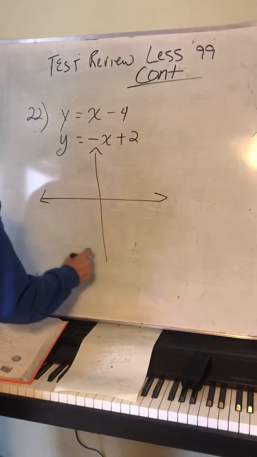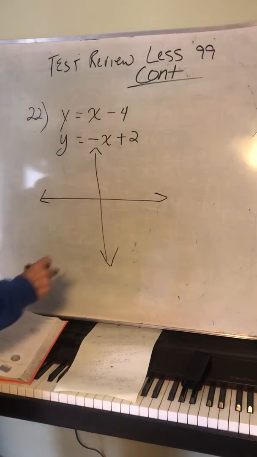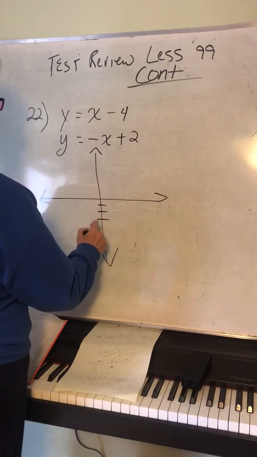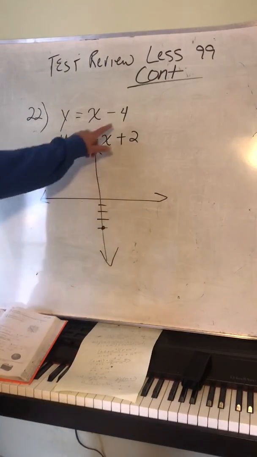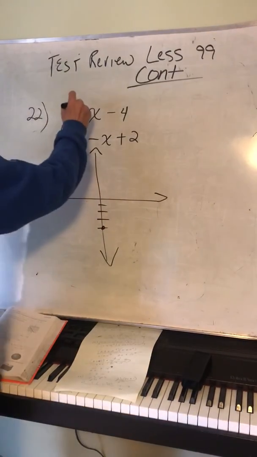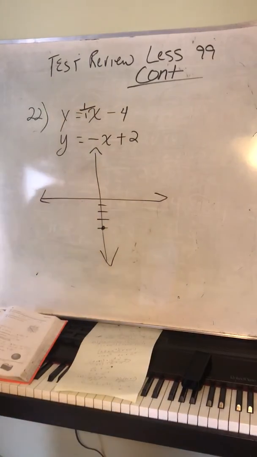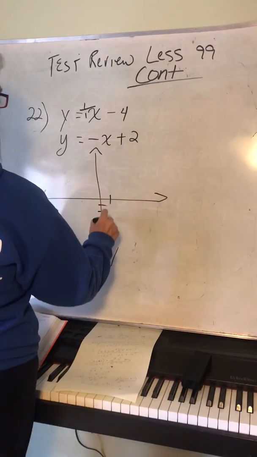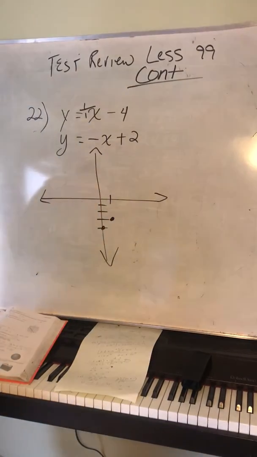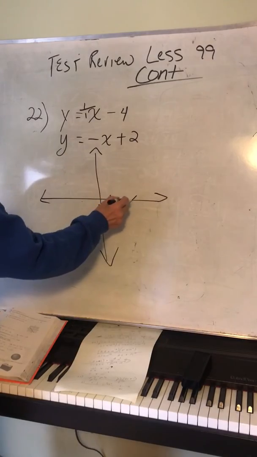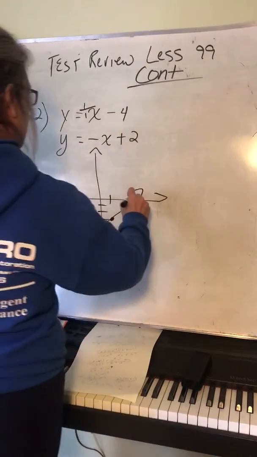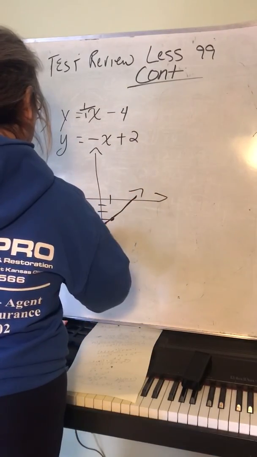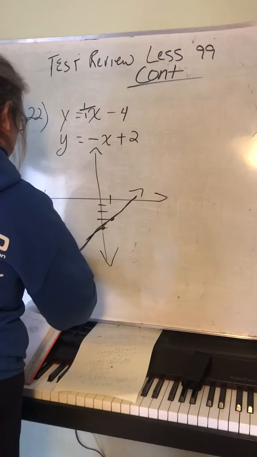So, the first one, the b is negative 4. 1, 2, 3, 4. That is the point you start. That is the y-intercept right there, negative 4. Then, if there's nothing in front of it, we've got a slope of 1 over 1. So that's rise over run. So we're going to rise 1 and run 1. So there is the second point. We can draw a line, and that is the first one.